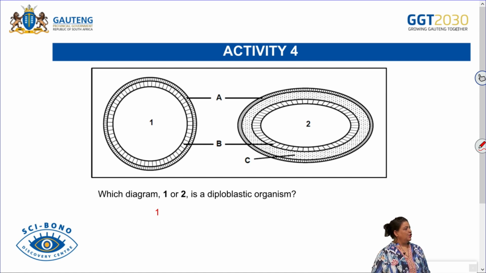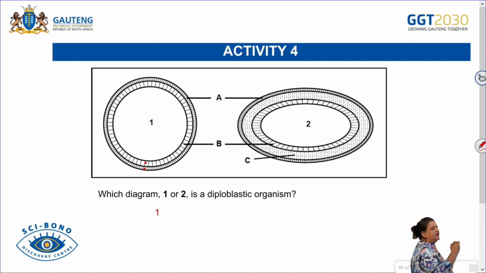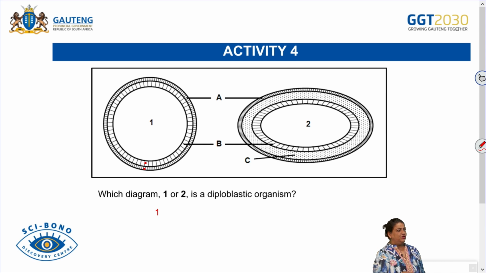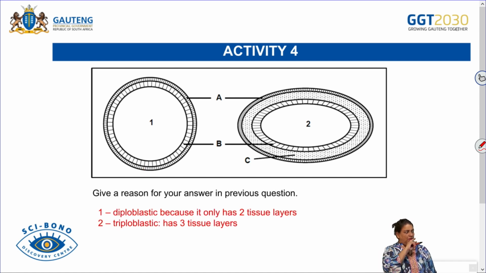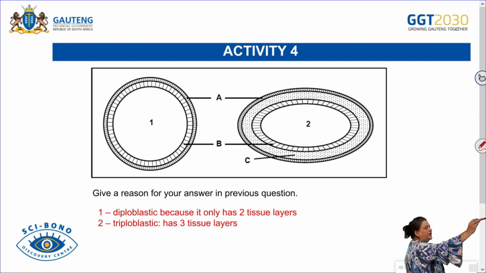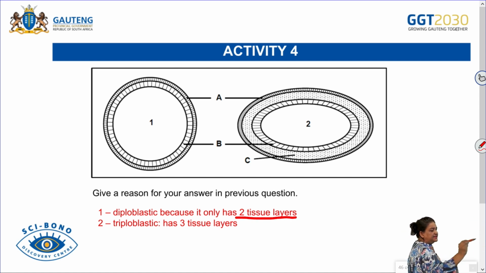Same picture again. Which diagram, 1 or 2, is diploblastic? You can identify 1, 2 layers. So di for 2 layers, and obviously in 2, you're going to see 1, 2, 3 layers. So if the question asks which one is triploblastic, it's going to be 2. Which one is diploblastic, it's going to be 1. Give a reason for your answer in the previous question. So 1 is diploblastic because it has 2 tissue layers, and triploblastic has 3 tissue layers.